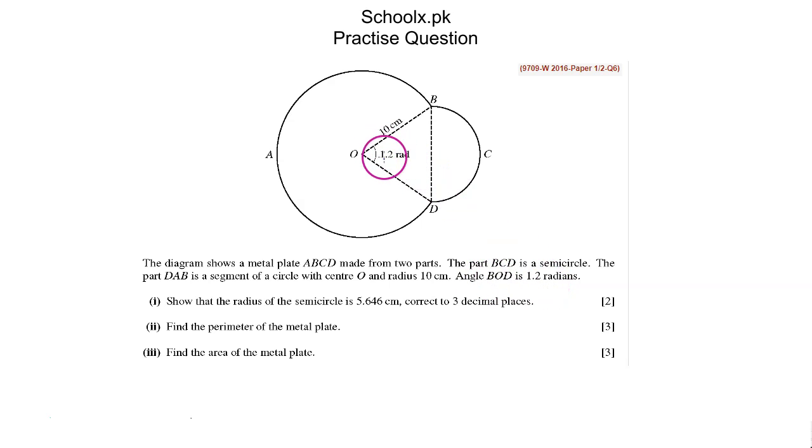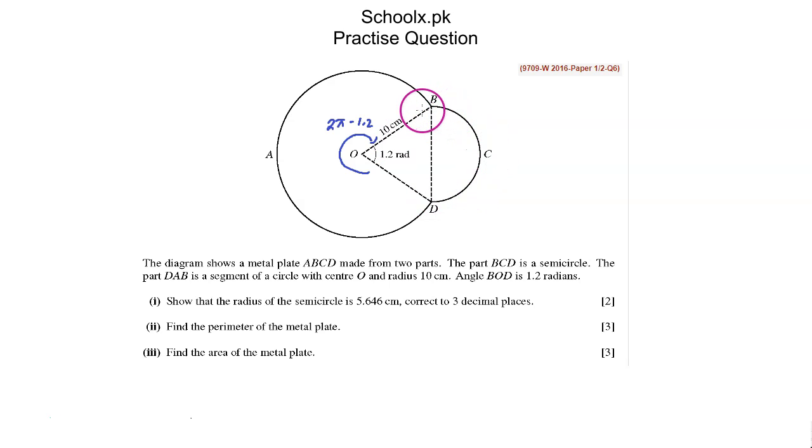If this angle is 1.2 radian, now this angle will be 2 pi minus 1.2 radians, right? Because 2 pi radian is one complete revolution. Alright, so in the first part they ask us to show the radius of the semicircle is 5.646 centimeter, to 3 decimal places. So basically they're asking us to find the radius of the semicircle.